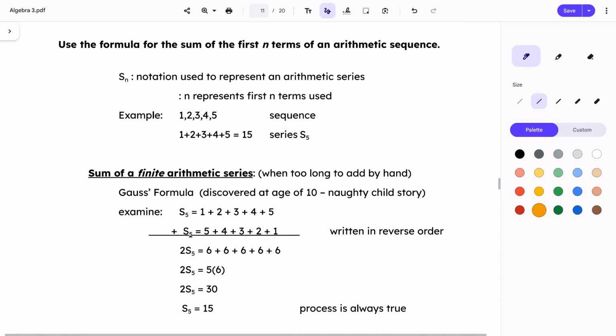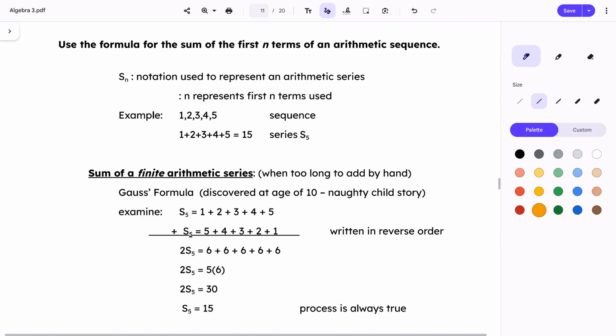All right, so like we saw yesterday with the end of 8.2, we talked about the summation notation, which is when you evaluate a sequence over and over and over again, and then you want to add up all of those terms that you had. We can still do that for an arithmetic sequence. So the S that you'll see here with the little n, that's just the notation to represent an arithmetic series. n is going to just represent the number of terms that we're using.